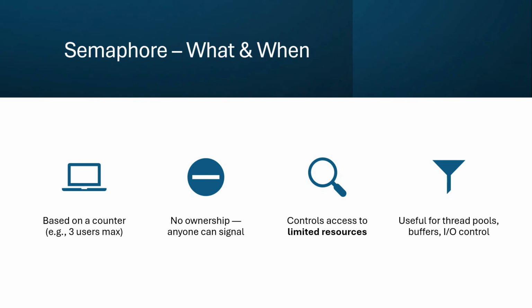Let's get into the semaphore. A semaphore is like a ticket counter. Say it's initialized with 3, only 3 threads can access a resource at once. Unlike mutex, there is no ownership here. This makes semaphore really great for managing pools, like buffer queues or I/O devices or thread pools, where some parallelism is allowed but not unlimited.